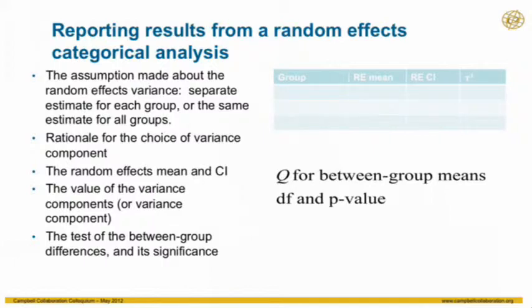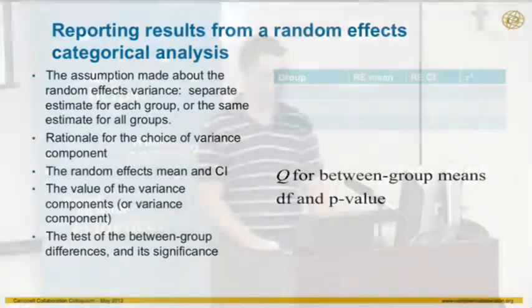We'll want to know the random effects mean and its confidence interval, the value of the variance components, the test of between group differences, and whether or not it's statistically significant. So if you follow these guidelines, you're going to be reporting pretty much everything a consumer would need to know. And I would suspect most of your methods reviewers would be very happy with that reporting. So keep that in mind.